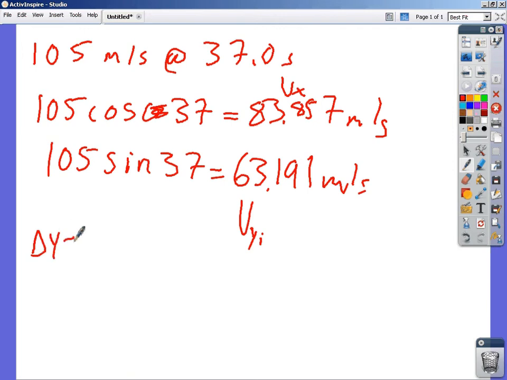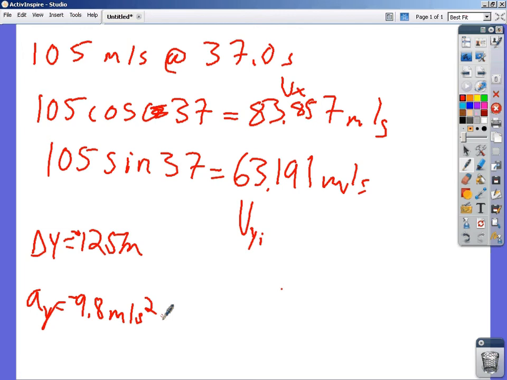Let's do that. All right, that means our acceleration in the y direction has to be negative as well for it to agree. Okay, so for part A, it says determine the time taken by the projectile to hit point P at ground level.